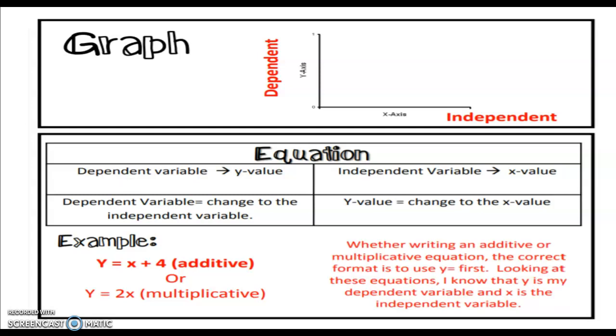Whether writing an additive or multiplicative equation, the correct format is to always use y first. Looking at these equations, I know that y is my dependent variable and x is my independent variable.